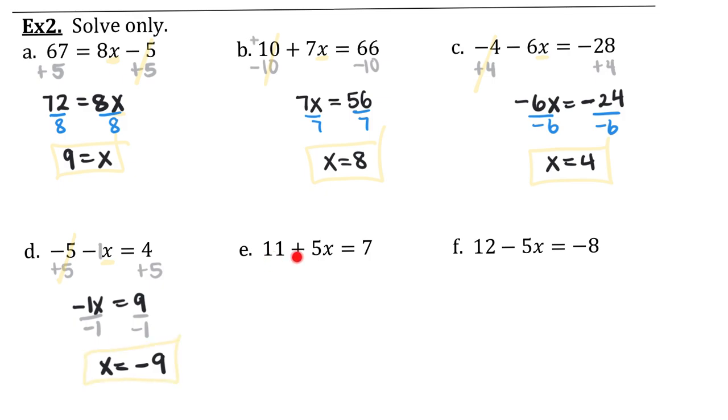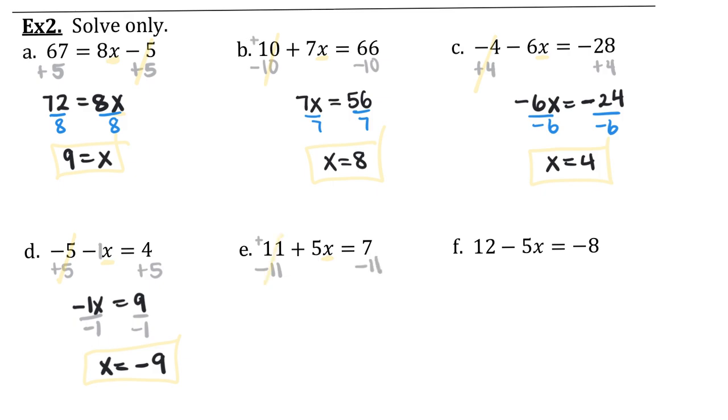Okay, 11 plus 5x. There's my x, so I either need to get rid of the 11 or the 5. Since the 11 is being added, I'm going to get rid of the 11. Think about whether that 11 is positive or negative. Since there's no sign in front of it, it's a positive 11. So to cancel it, I will minus 11. Minus 11.